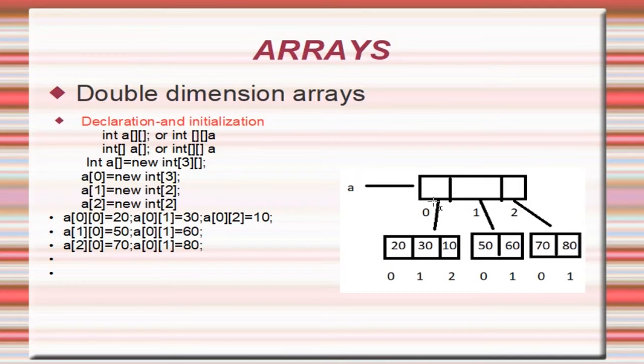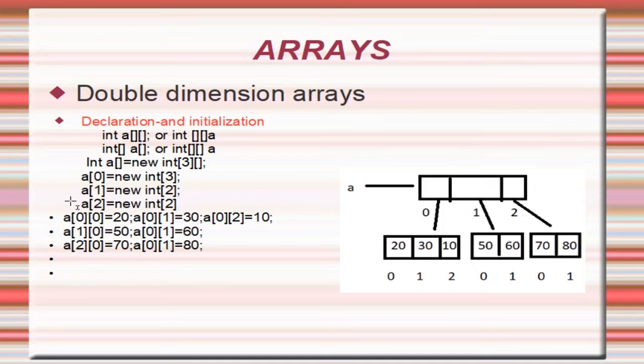Again this 0 is a sub array. This is the main array and this is a sub array. 20, 30 and 10. I'm initializing 20, 30, 10 to a of 0, like this. a of 0 equal to new int of 3, and for this a of 1 array I am initializing it with 2 elements. I want to store 2 elements in a of 1, and for this a of 2 I want to store up to 2 elements. This is the way I initialize it.